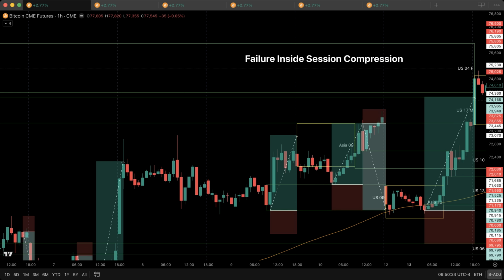Now look at the actual positioning. April 9th U.S. lower boundary. April 6th U.S. upper boundary below. This creates a narrow reaction space. Price touches the lower boundary. Reaction appears. But there is not enough space to sustain the move.